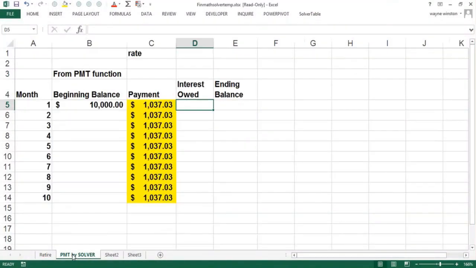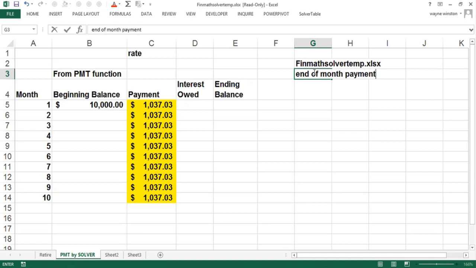Okay, in this video we're going to talk about how to solve some dynamic financial problems using the Excel solver. Our file is FinMath solver template. You remember back we talked about the PMT function to figure out what the monthly payment is on a loan, or quarterly or annual payment, whatever. The example we used was you're borrowing $1,000 for 10 months, end of the month payments, and the monthly payment was $1,037. We did that with the PMT function.